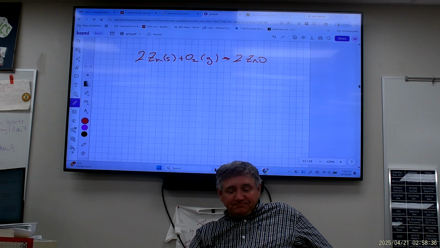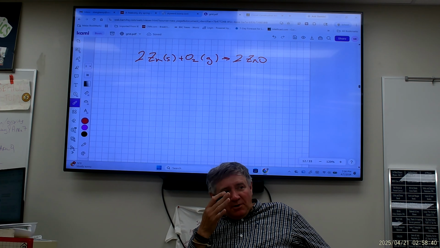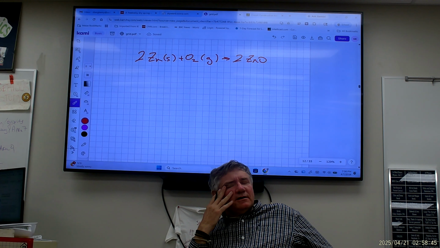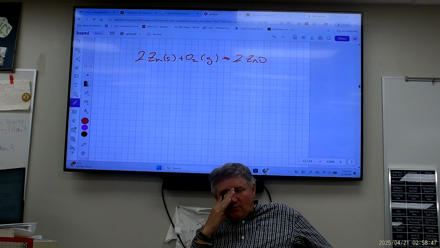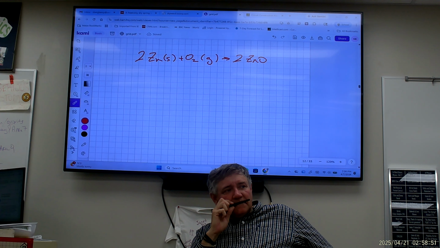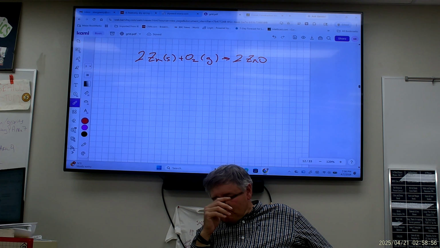Let's review. If this thing's going to work, does it have to be a voltaic or an electrolytic cell? It's going to work by itself? Yeah, voltaic. Why? Because it's spontaneous. It doesn't need energy to be put in.